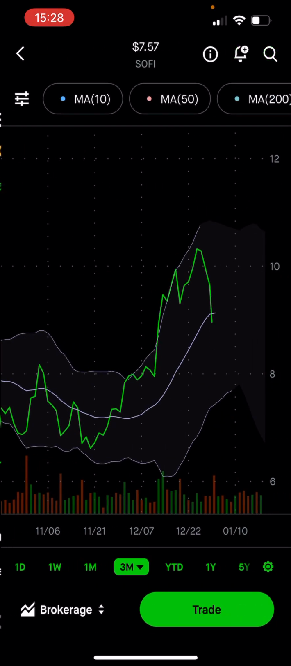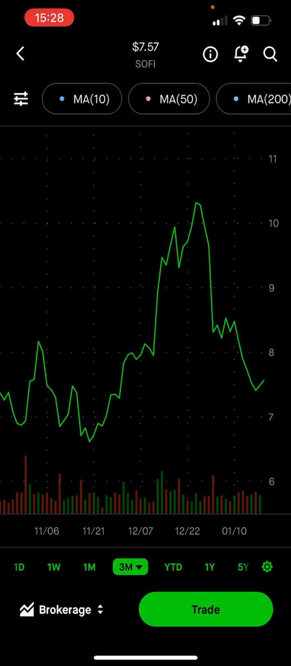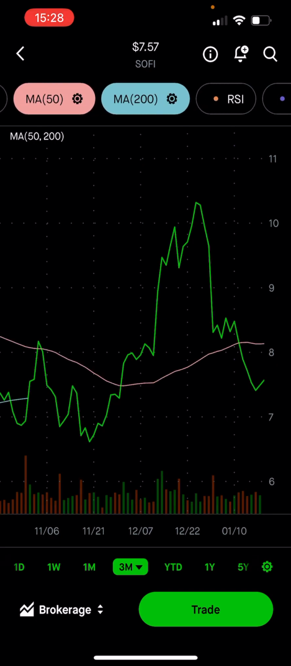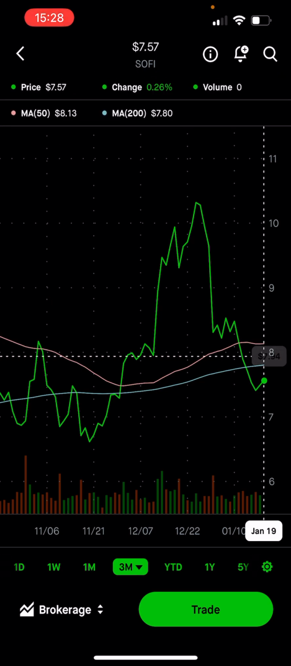The other technicals I like to look at are the moving averages. I'm going to click on the 50-day moving average and the 200-day moving average, then click on the chart. We can see that the 50-day moving average is at $8.13 and the 200-day moving average is at $7.80.